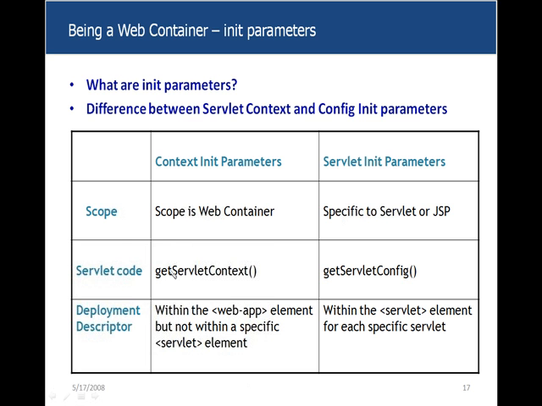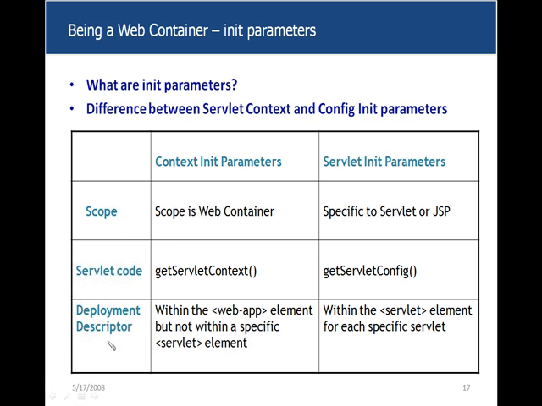Now, how do you get the init parameter value in your servlet code or your init method? The code you write is getServletContext. You call this method, and it returns the context object, and on that context object you call getInitParameter. Similarly, for a servlet you say getServletConfig. This gives you the instance of the config object, on which you can call getInitParameter.